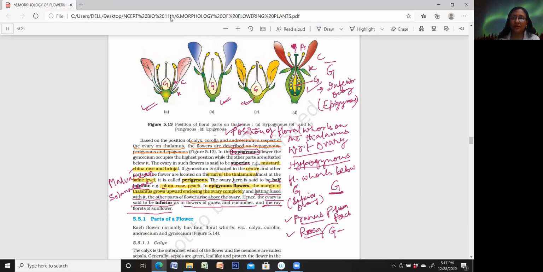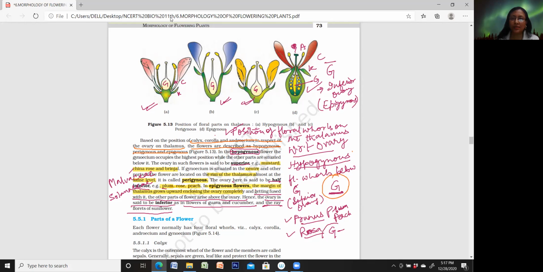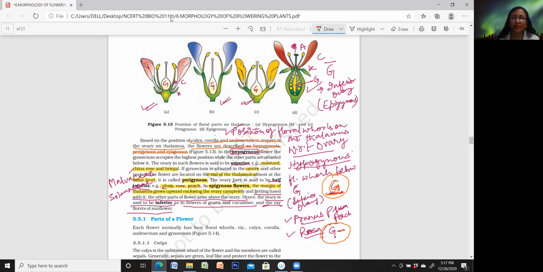So I'll take another different color. Superior ovary symbol was this, that is G, and there was a bar below. Then perigynous, that is G with a side bar. This is half superior or half inferior. And epigynous, that is when the ovary is such that it's inferior, it's below, and all the floral whorls are above. So it is epigynous. And this is the symbol G with a bar on top.